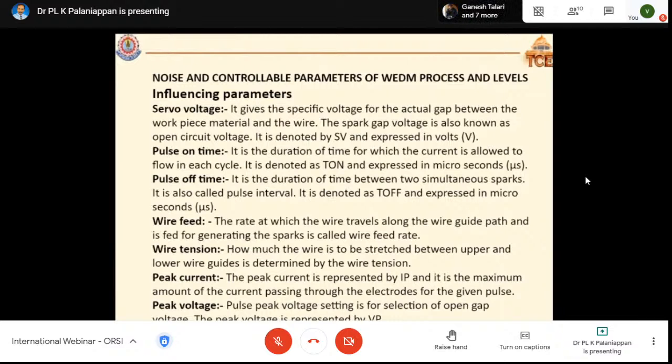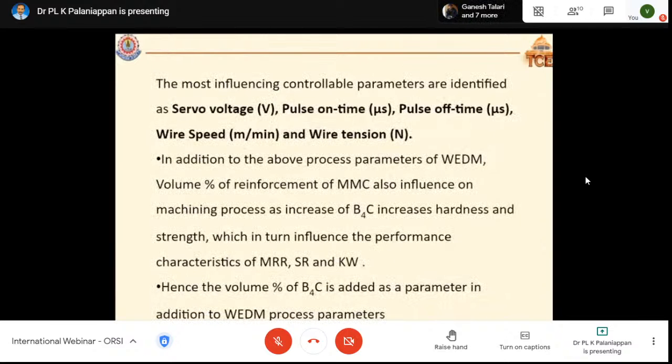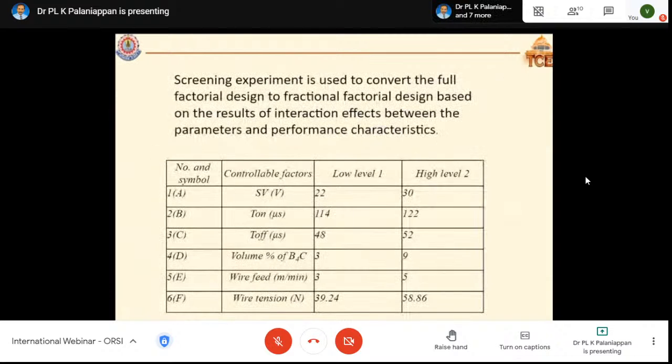These are the influencing parameters, and we have done some work on it and gone through the literature survey also. The most influencing parameters are only five: servo voltage, pulse off time, wire speed, and wire tension. In addition to these process parameters, we are introducing an additional process parameter, that is the volume percentage of boron carbide, 3, 6, 9, as I have already mentioned. So this is the screening experiment.